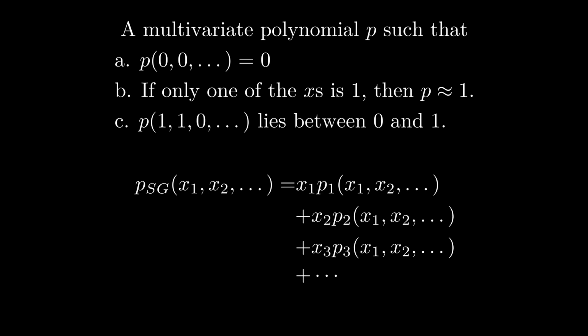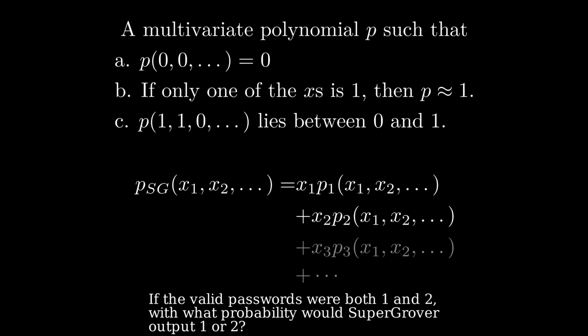No matter which x's I set to 0 and which I set to 1, the value of PSG is always between 0 and 1. For instance, let's take the case when only x1 and x2 are 1. Then this is the same as P1 plus P2 since all the other terms are 0. P1 will give you the probability that SuperGrover outputs 1 when 1 and 2 are the valid passwords. Similarly, P2 is the probability that SuperGrover will output 2 when 1 and 2 are the valid passwords. So P1 plus P2 is the probability that SuperGrover outputs 1 or 2 when 1 and 2 are the valid passwords. Since it's a probability, it must lie between 0 and 1.